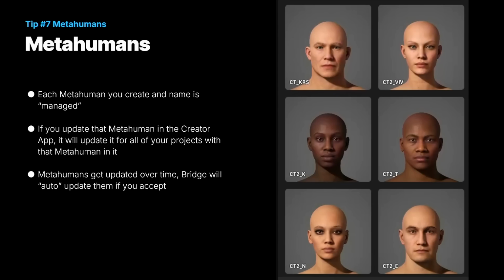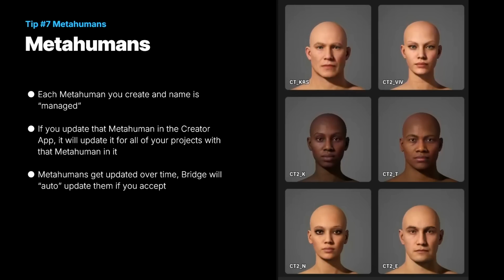So when you first go on the web app and you create a Metahuman, that name's really important. You probably just give it whatever frivolous name you want. It's actually extremely important. And these are managed, which I didn't quite grasp in the beginning. So you make a Metahuman, you give it a name, and you pull it down through Bridge into your project. You make another project. If you pull that same Metahuman down, these are the same Metahuman.